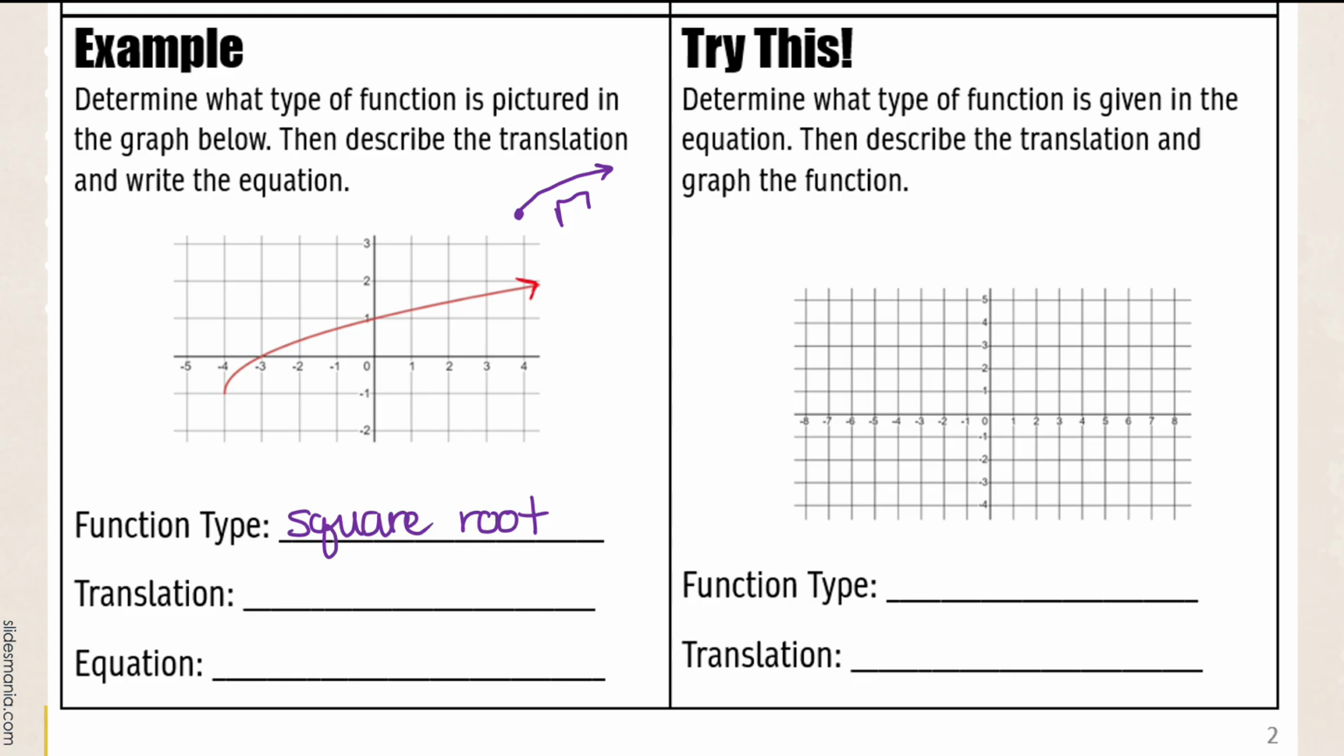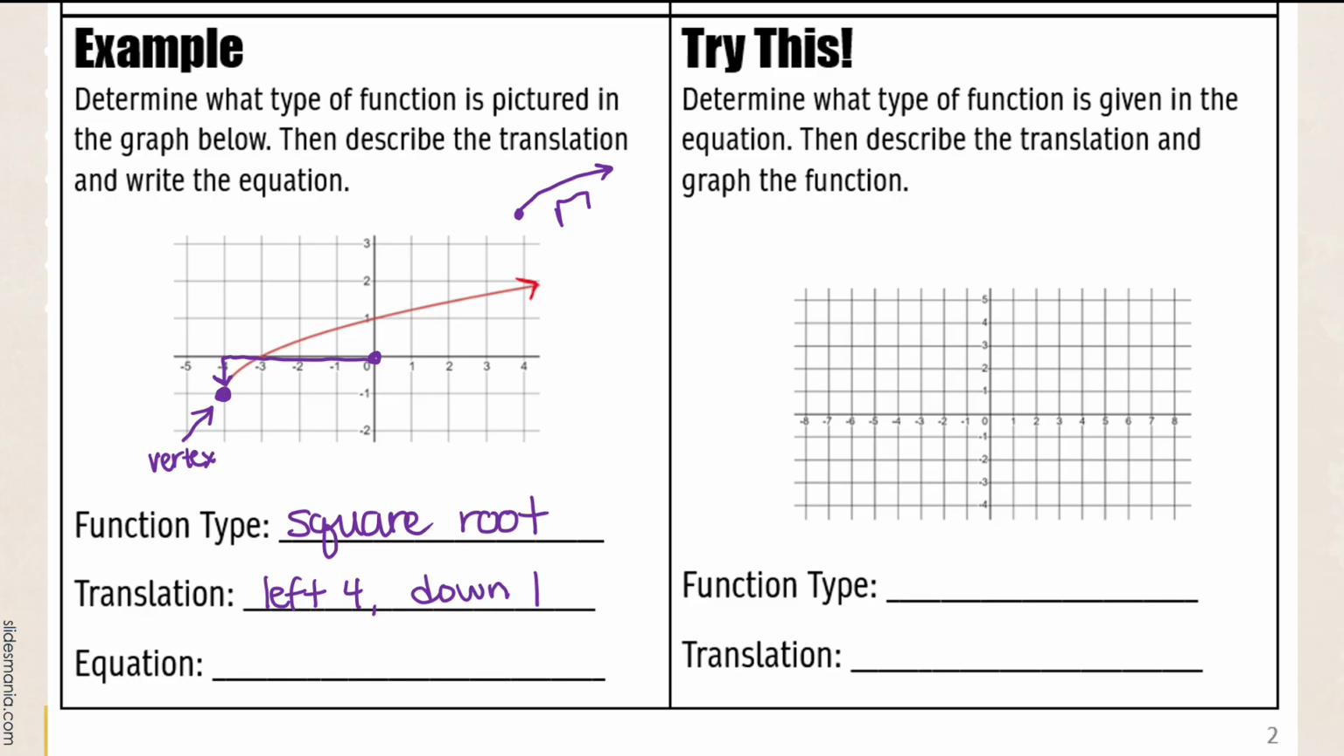Now we want to identify and say what the translation was in words. What they mean by that is this is the vertex, right? Well, typically the vertex would be at 0, 0. So how did we move to get the vertex over to this new point? Well, we had to move left 4 and down 1.